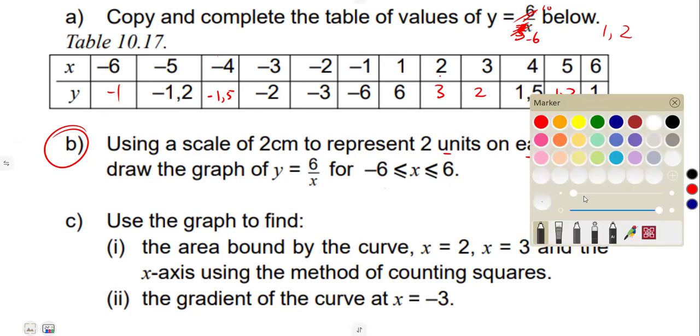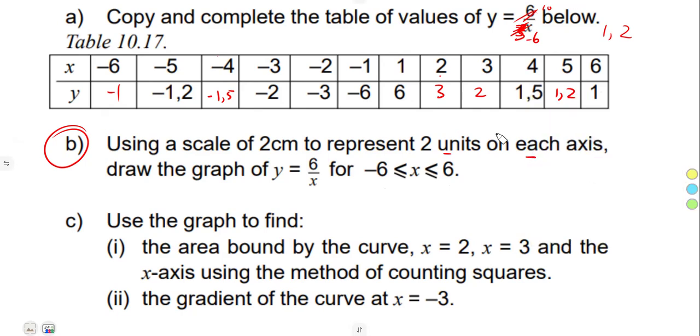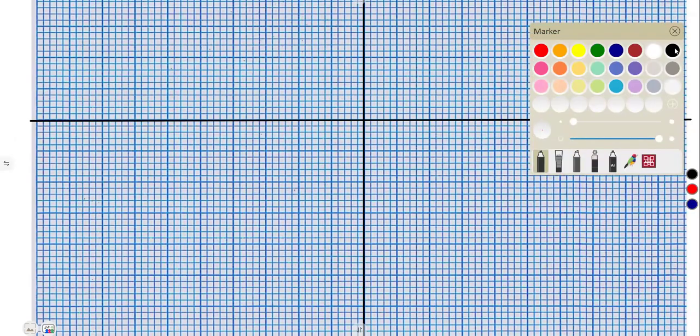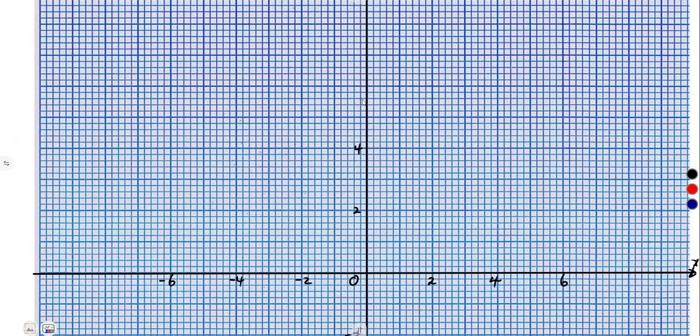So that is 2 centimeters to represent 2 units. Then the y values, the minimum is minus 6, maximum is positive 6. All right, so let's see from minus 6 up to 6. 2 centimeters represent what? 2 units on both axes, on both. So that's 0, 2, 4, 6. Then -2, -4, -6. And -2, -4, -6. Then 2, 4, 6 also on the y. 2, 4, 6.